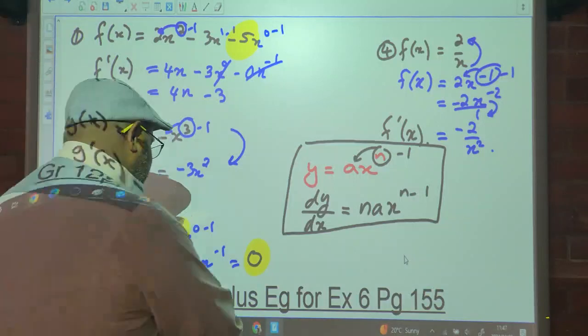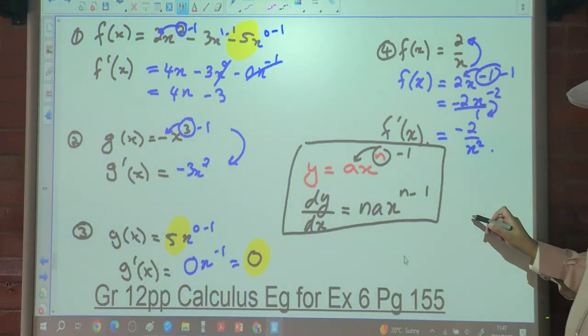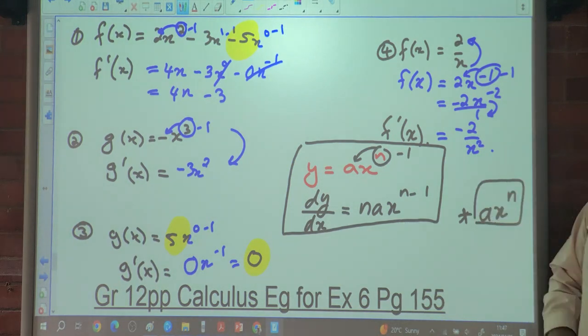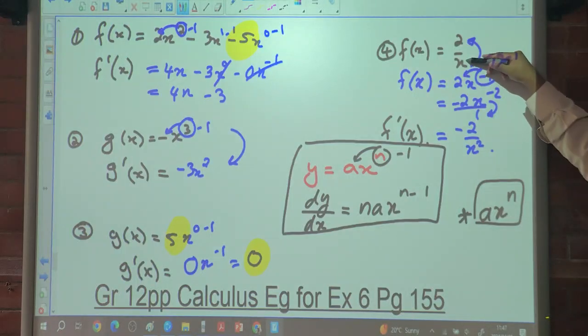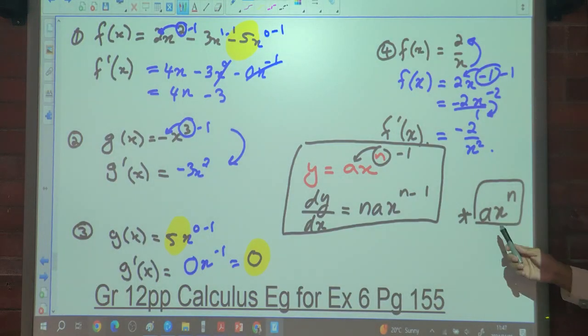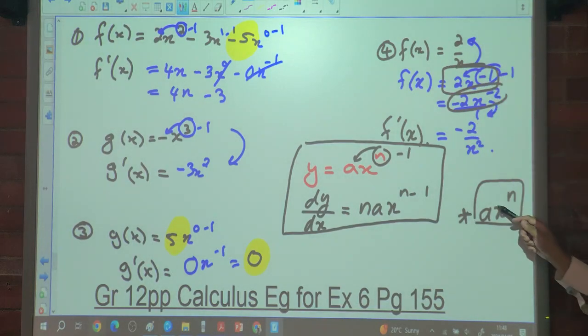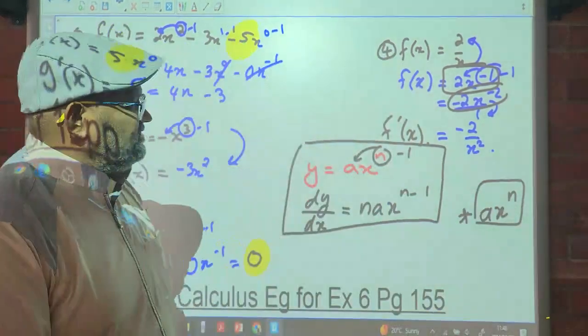And again, we need to get the expression in the form of ax to the exponent n. That must be the format of the sum. Like if you look here, was 2 over x in this format? No. So in other words, we had to first get it in this format before I could have applied the rule, which is multiplying the exponent by the coefficient and subtracting 1 from the exponent. Do you guys understand? So that is how the expression must be, the format of it.